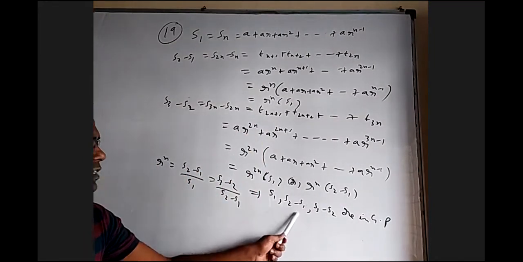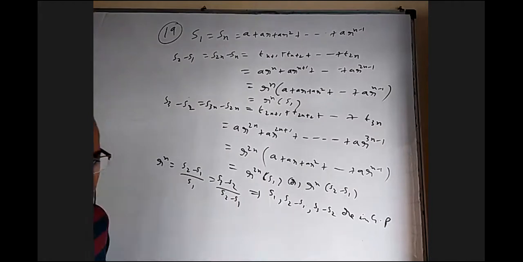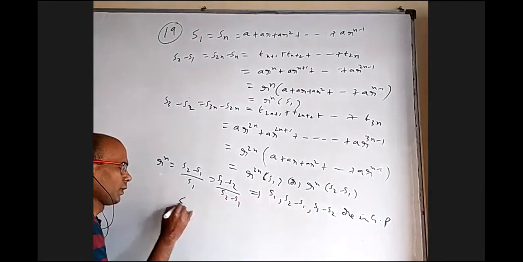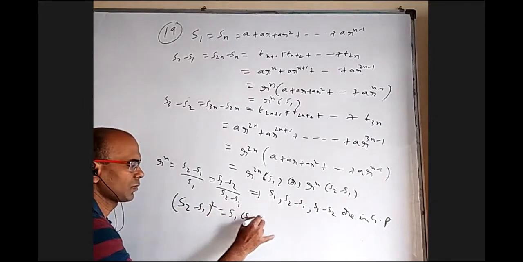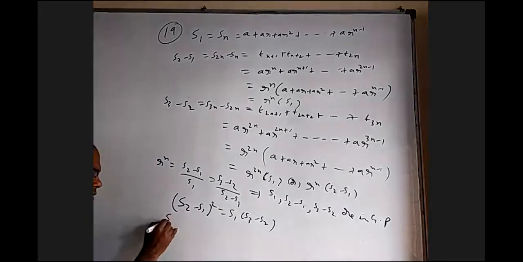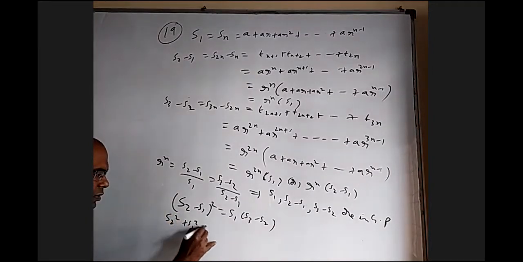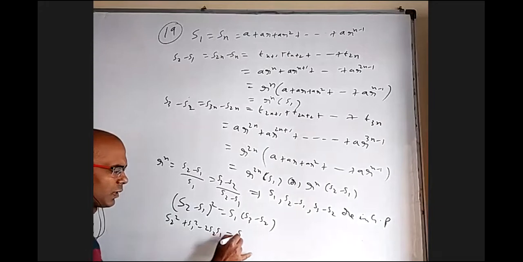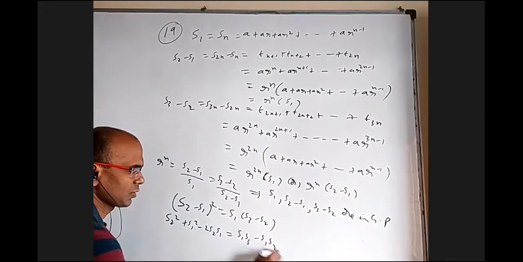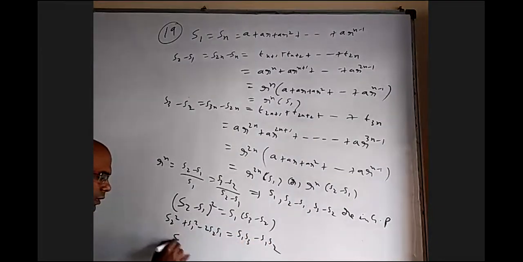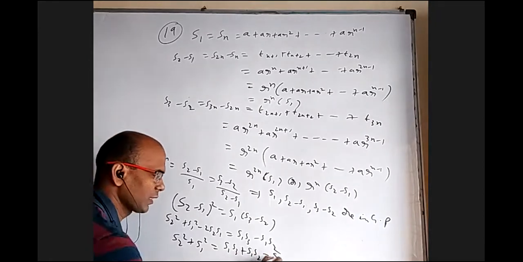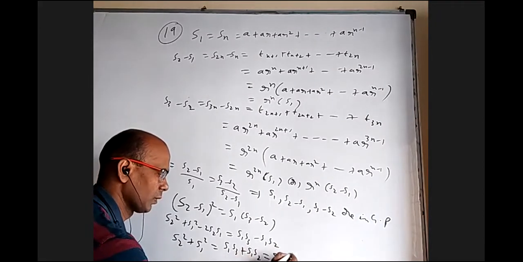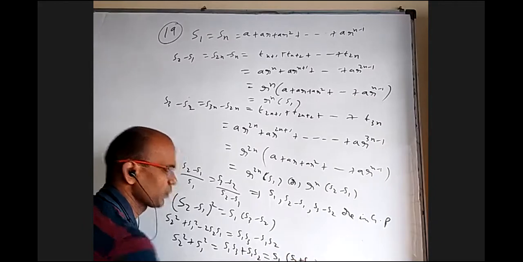Okay, I'm sure if I take this square equal to this into this, I'll get option B because they're in GP. I can write (S2 minus S1) whole square equal to S1 into (S3 minus S2). And expand this, I'll get S2 square plus S1 square minus 2 S2 S1 equal to S1 S3 minus S1 S2. If I send this side, S2 square plus S1 square is equal to S1 S3 plus S1 S2. If I take S1 common, it is S3 plus S2.